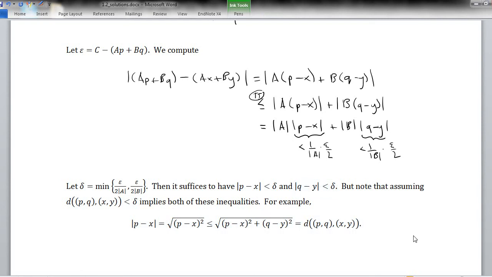So we're good. We have indeed found a ball about the point PQ of some positive radius, which is a subset of this open half plane. So the open half plane is open in the standard topology on R.